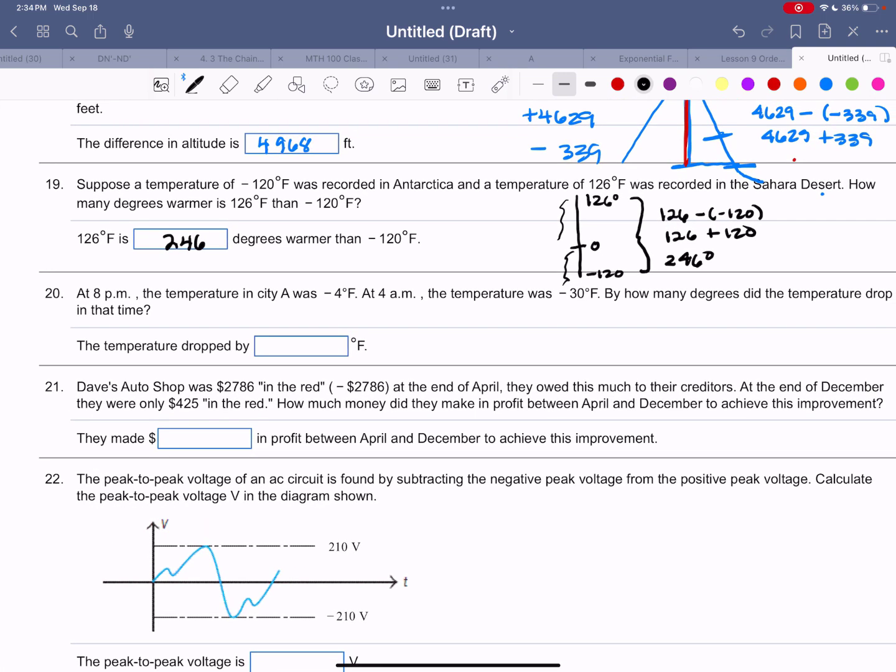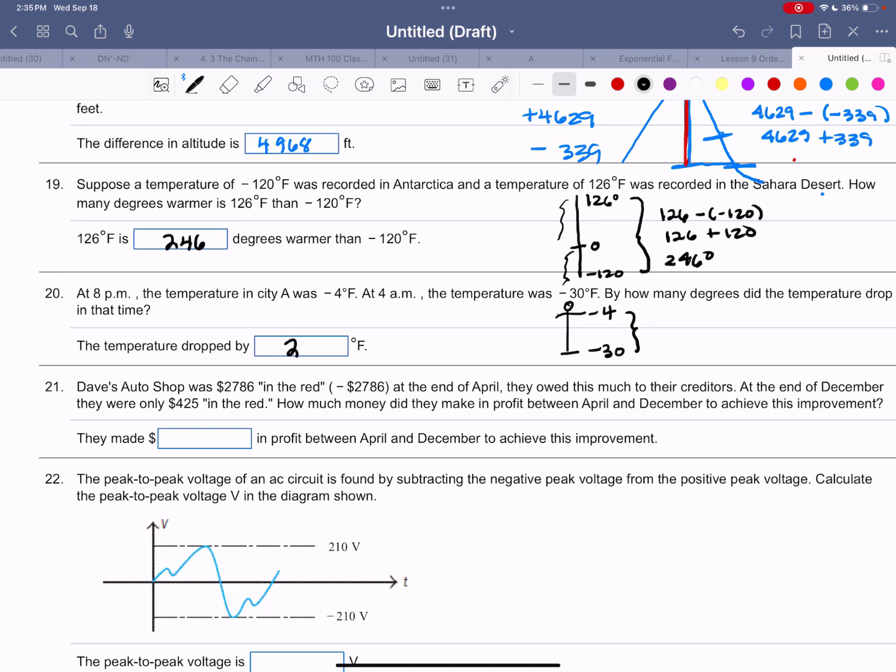Number 20. At 8 p.m., the temperature in the city was at minus 4, but at 4 a.m., it was at minus 30. How many degrees did the temperature drop? So I'm going to do it by drawing a thermometer again. All right, so I'm going to put this at 0 right here, okay, because we're starting off at minus 4. The temperature was minus 30, okay? So how far down did we go to get from negative 4 to negative 30?